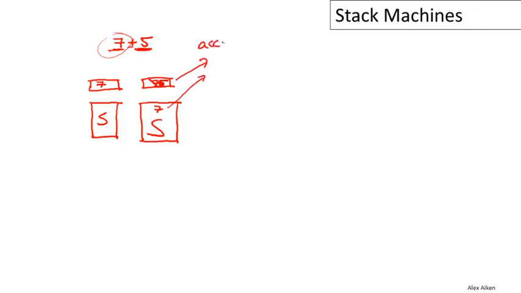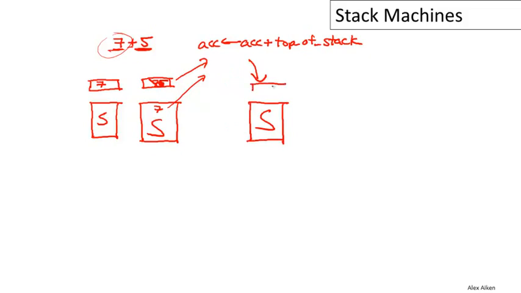Okay, so the accumulator gets the accumulator plus the top of the memory stack. So in this case, that results in adding 7 and 5. And of course we pop the argument from the memory stack. All right, so we have just the original contents there, and now the value 12 in the accumulator.